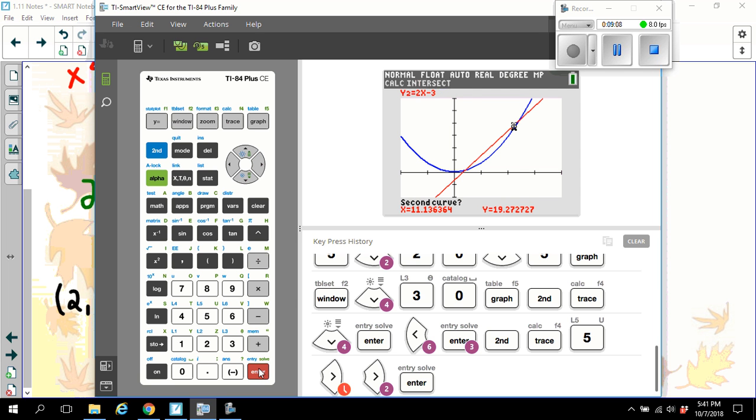And then on the second curve, that just means basically your linear function, it should be already close enough. So you just press enter again. And then when it says guess question mark, remember to press enter the third and last time. And it looks like our intersection here is 12, 21. So we're going to write that as an ordered pair.